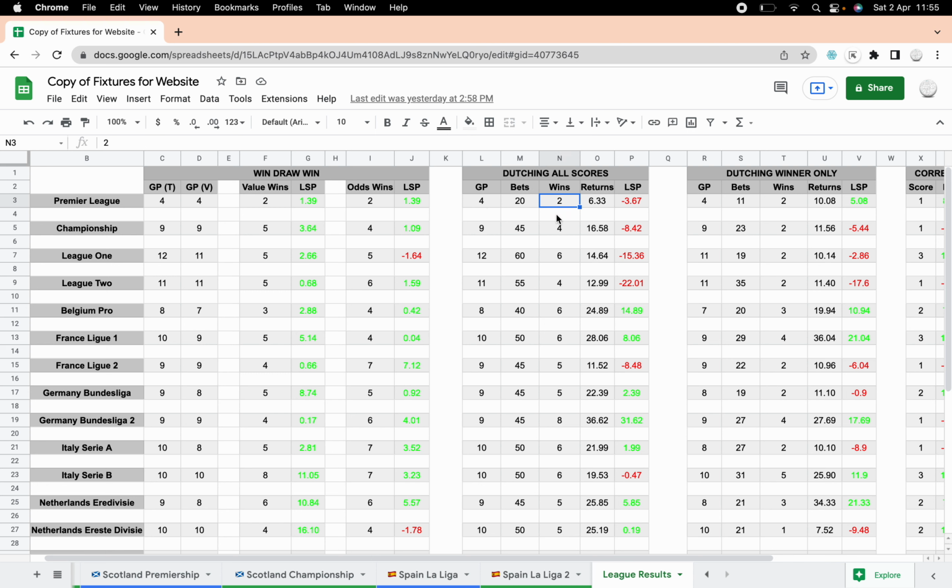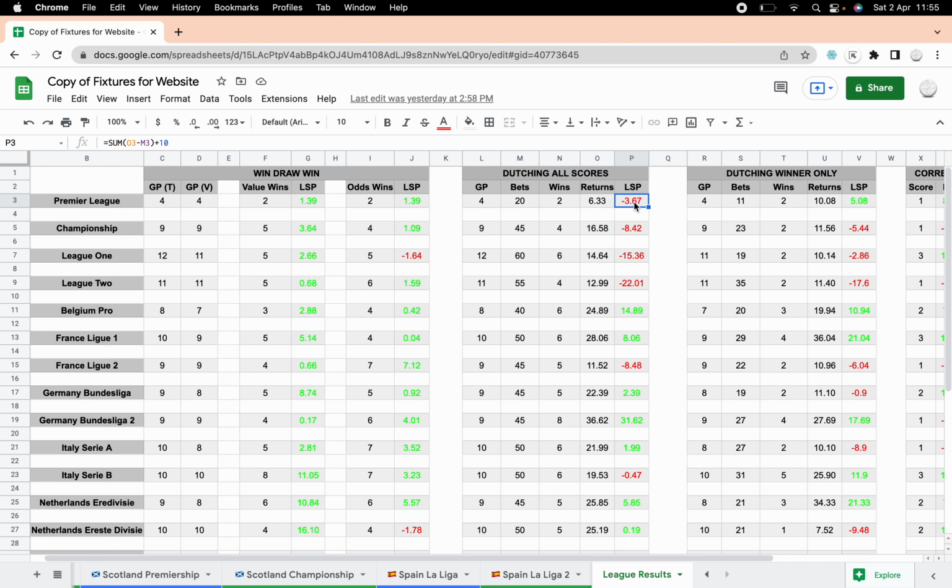This is how many times it came in. So there were 2 out of 4 came in for the Premier League. The returns, so that returned £6.33, and the level stakes profit is going to be the profit take away the amount of bets that we actually place. So we're actually in a negative there for the Premier League for those 2 bets, because we placed 20 bets, only 2 games came in, and it was minus 3.67.